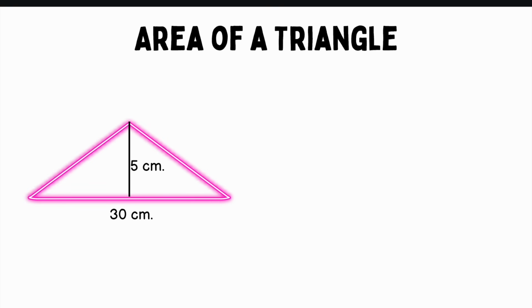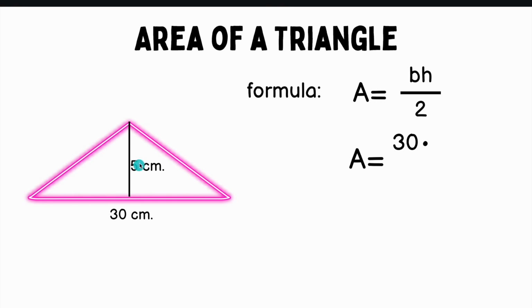Let's find the area of this triangle. We can write area equals base times height divided by 2. We can write the base length is 30 centimeters times the height, which is 5 centimeters, divided by 2. We know that 30 times 5 is 150, divided by 2.